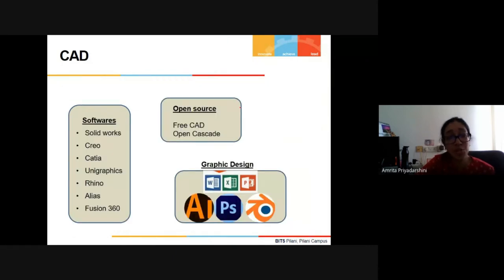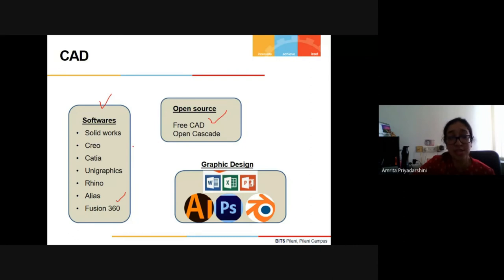So these are some of the softwares, just for your knowledge. I think you must be also teaching your students SolidWorks or Creo. There are some of the softwares, SolidWorks and Creo, Fusion 360. These are all commonly used softwares, which we already know. And apart from that, we have some open source ones also, like FreeCAD, OpenCascade.